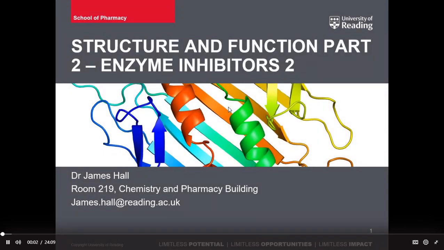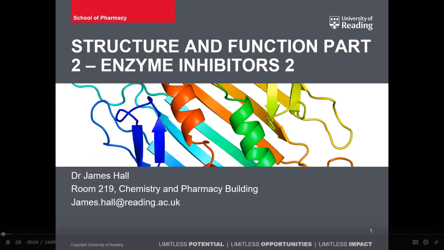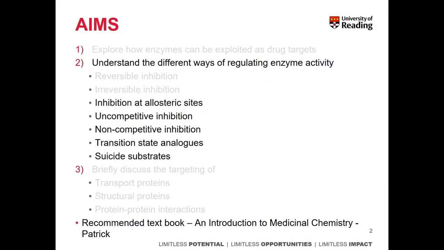In this section, we'll be looking further at the different types and strategies that we can use to inhibit enzymatic activity. So in this section, we'll be looking at several different ways we can regulate enzyme activity. Now we'll be looking at inhibition at allosteric binding sites. We'll also be looking at both uncompetitive and non-competitive inhibition. And then we'll finish up by looking at transition state analogues and suicide substrates.